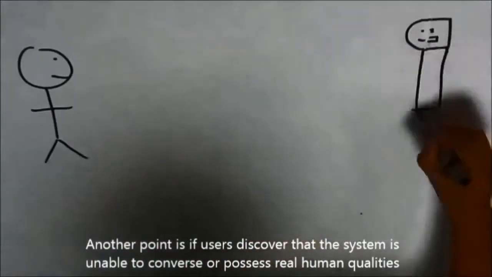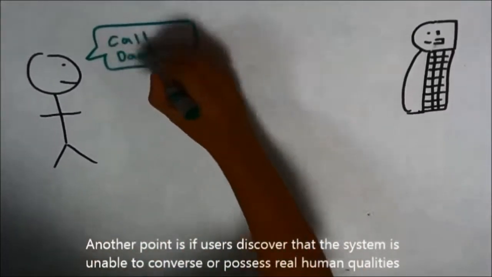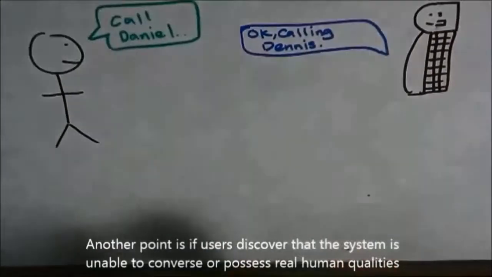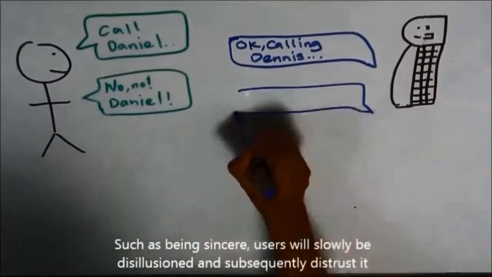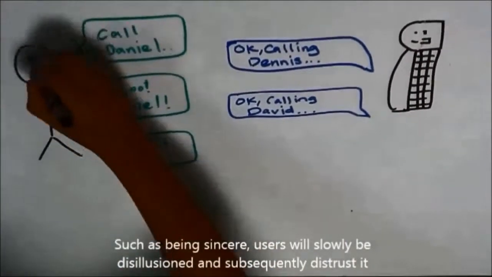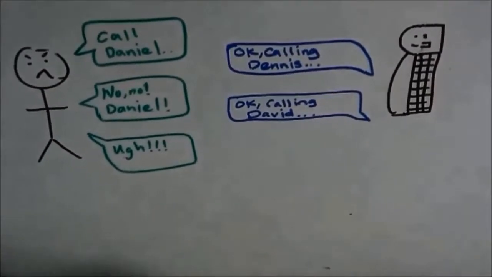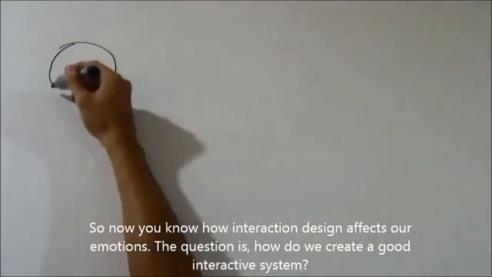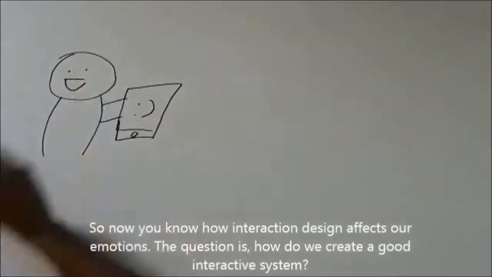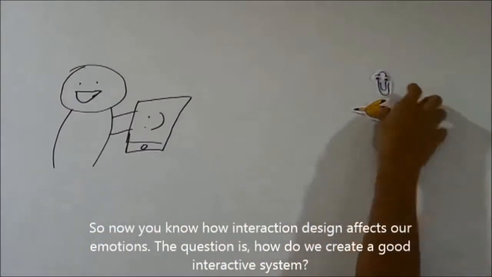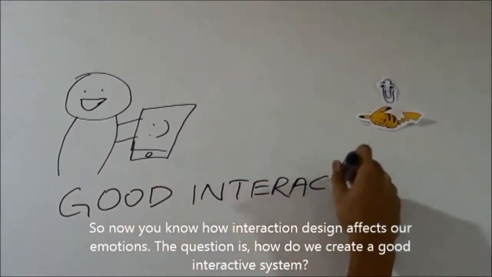Another point is, if users discover that the system is unable to converse or possess real human qualities such as being sincere, users will slowly be disillusioned and subsequently distrustful. So, now you know how interaction design affects our emotion. The question is, how do we create a good interactive system?